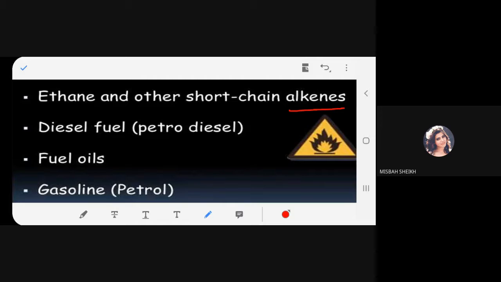So ethane and other short chain alkenes is a type of chemical. Diesel fuel, the other name is called petrodiesel. What is the other name, beta? Petrol, diesel.